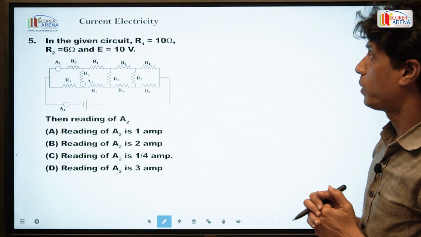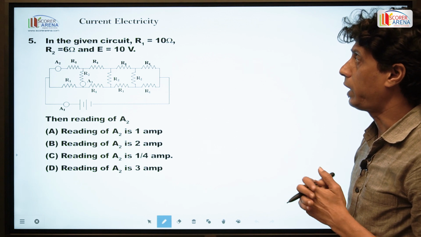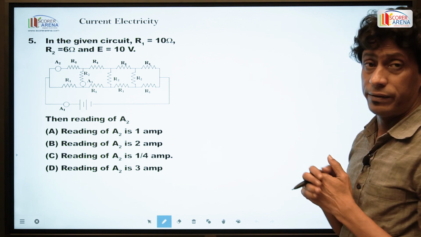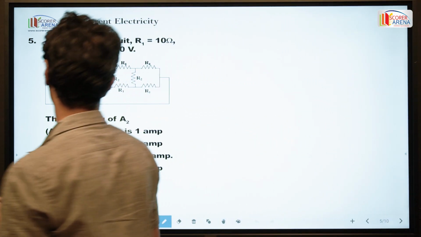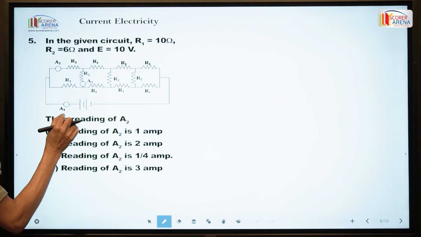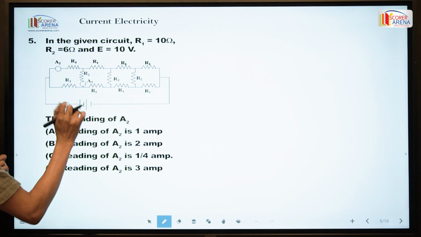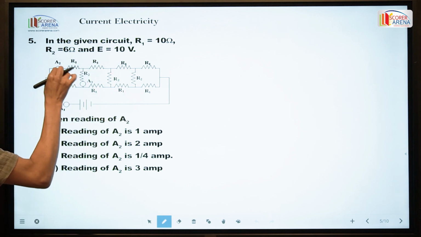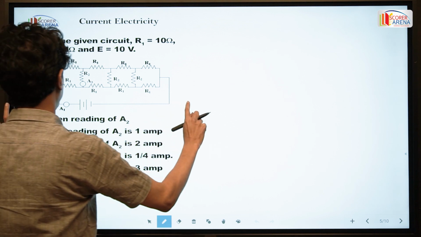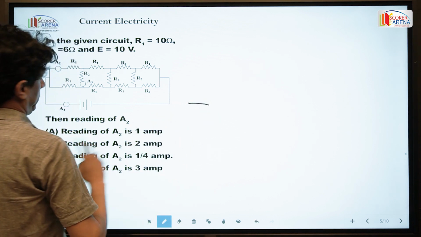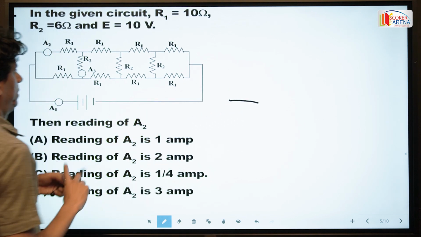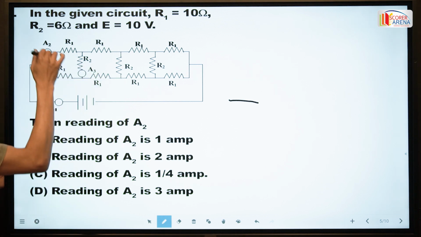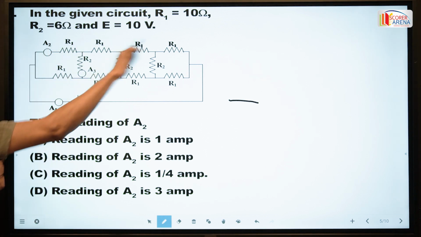In the given circuit, R1 is 10 ohm, R2 is 6 ohm, and the potential difference is 10 volt. Here in the circuit, 2 ammeters are given. A1 will measure the circuit current, and A2 is the ammeter that will measure the current through this branch.